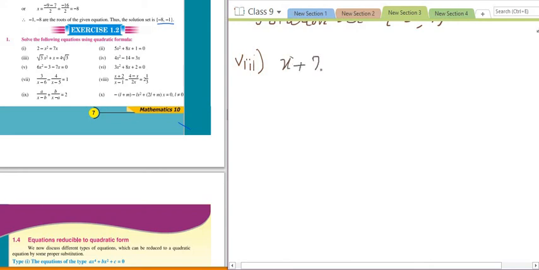x plus 2 by x minus 1 minus 4 minus x by 2x equals 2 and 1 by 3. Just take the LCM on the left hand side.